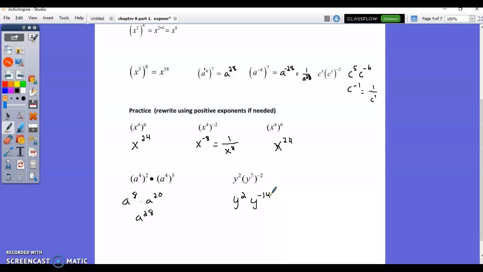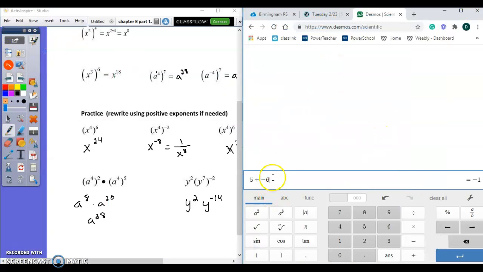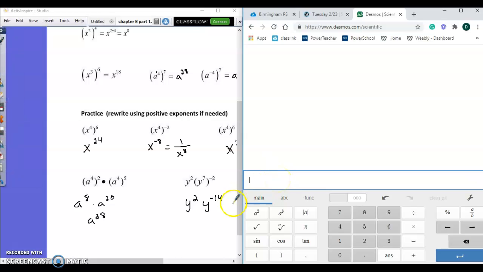And use your calculator on these. Don't be afraid to double check your arithmetic, because I know with negative numbers, sometimes that gets confusing. 7 times negative 2, it'll give us that negative 14. So over here now we add these exponents because we are multiplying with the same base.